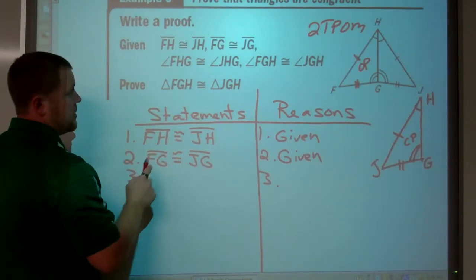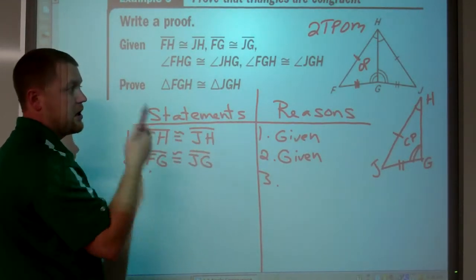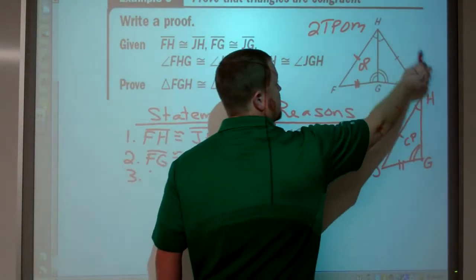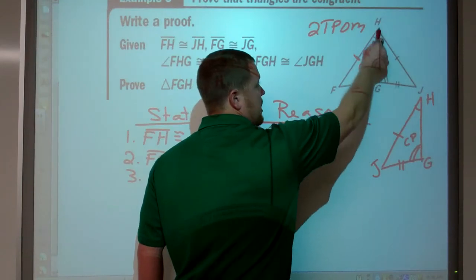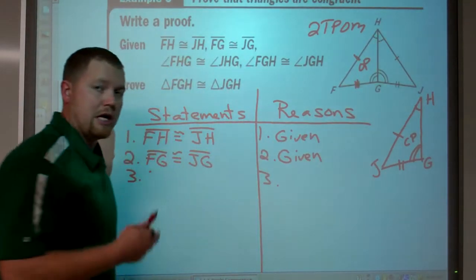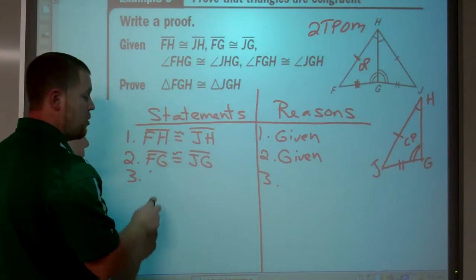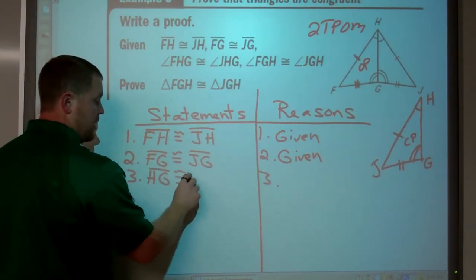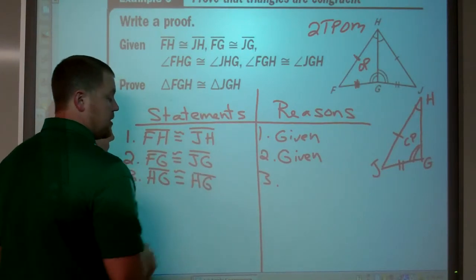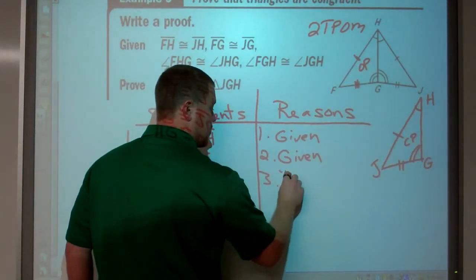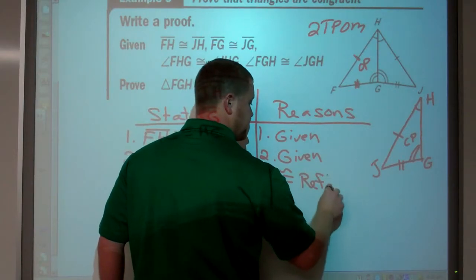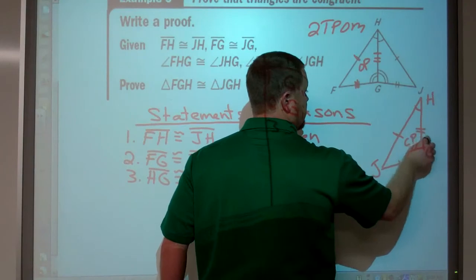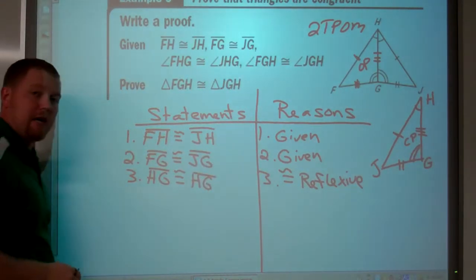Let's go back. We have two pairs of sides. Can we get the third pair of sides congruent? Okay, if we look at this original diagram, we see the two triangles are sharing the side. So that segment is the same segment in both triangles. So segment HG is congruent to segment HG, isn't it? That is, congruence is reflexive. So 1, 2, 3, 1, 2, 3. Now we have all pairs of sides congruent.